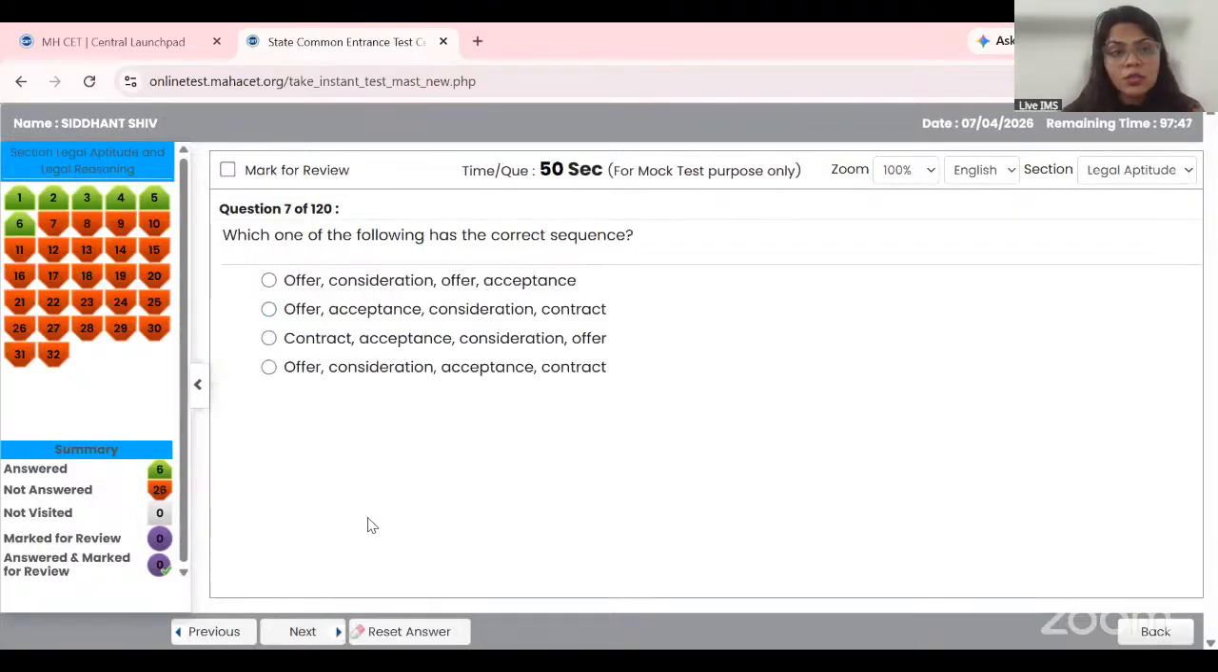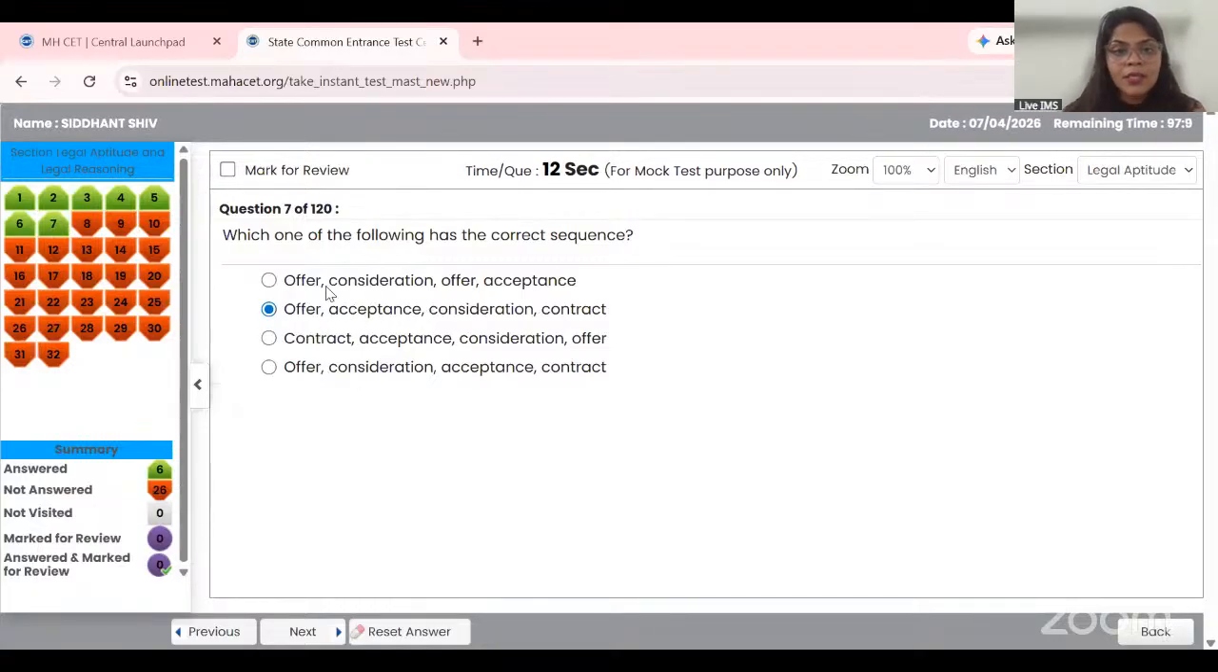Moving on to the next question, which one of the following has the correct sequence? Here again, this question requires certain basic knowledge about the Contract Act, the correct sequence of it, right? So we need to know what is the beginning. A contract starts from an offer. So we have three options, right? Now the offer needs to be accepted. So yes, we have this option. Rest of the options are not talking about it. Then there comes consideration, then there comes contract. So this seems like the appropriate answer.